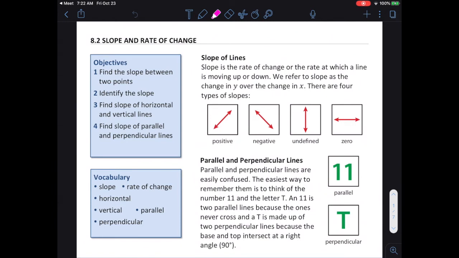Welcome back, everyone. This week we are going to talk about slope and rate of change. So take a few minutes to read through what's on this first page so that you can understand what it is we are trying to accomplish this week.